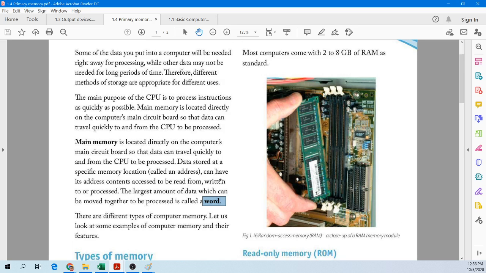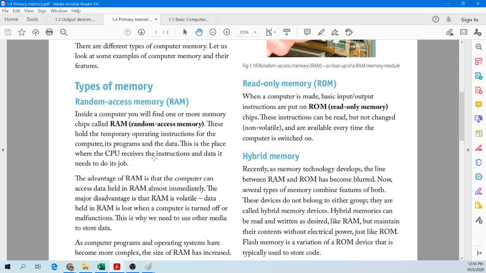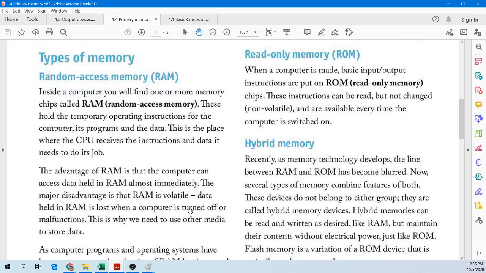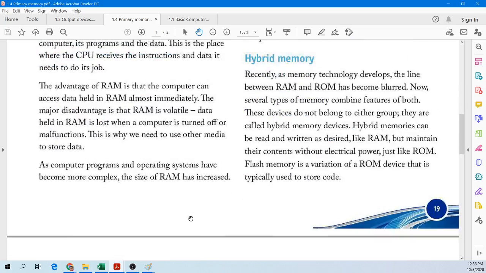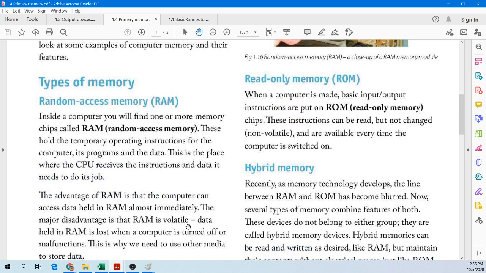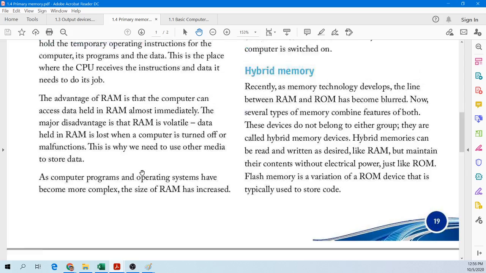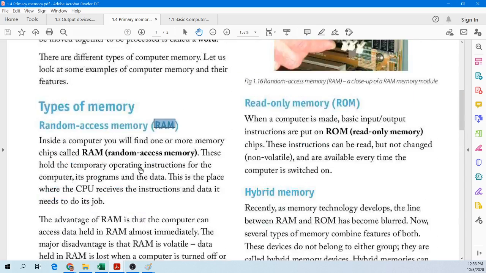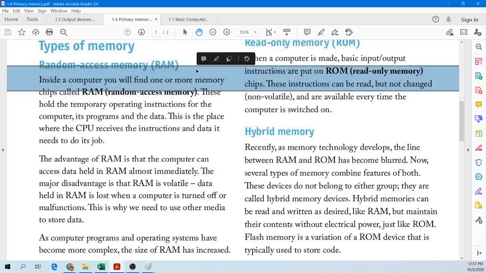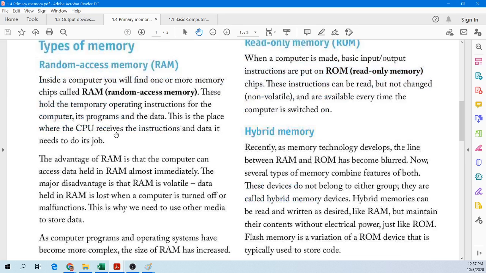Okay, let's move on. We'll be looking at the types of memory. There are basically three types that we'll be looking at. The first one is random access memory. We call it RAM. Second is read-only memory. We say ROM. And the last one is hybrid memory. So let's have a reader for random access memory. Can you read for us?